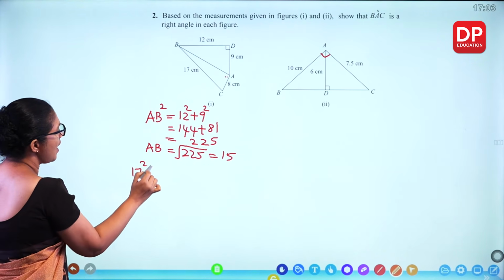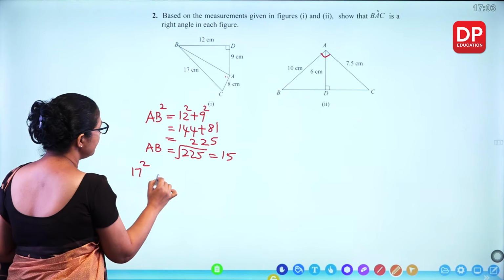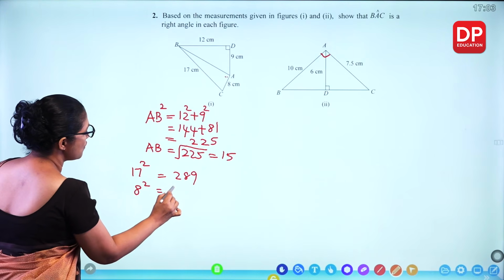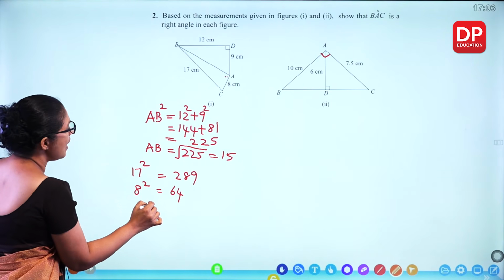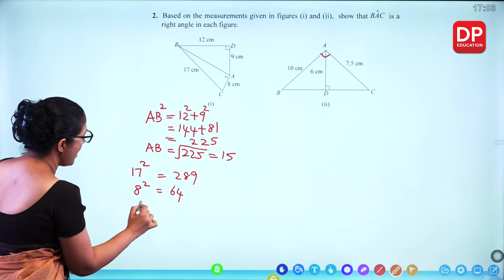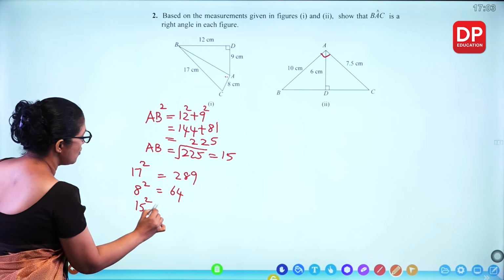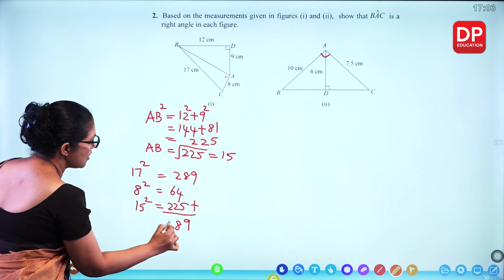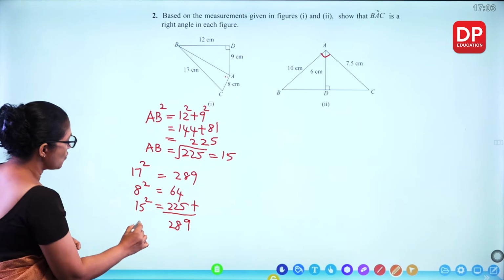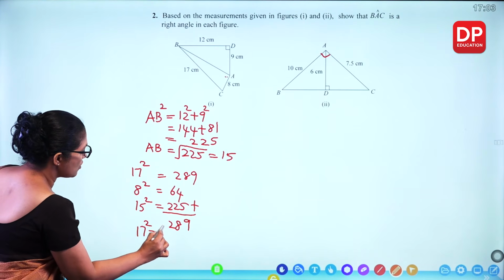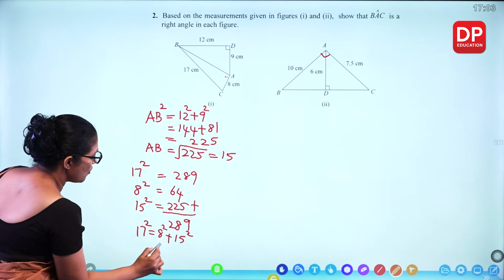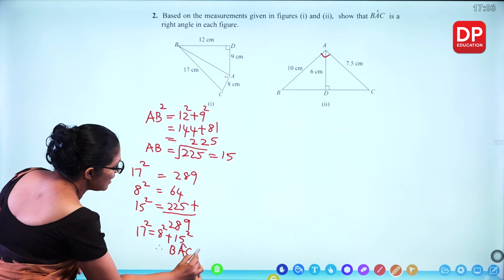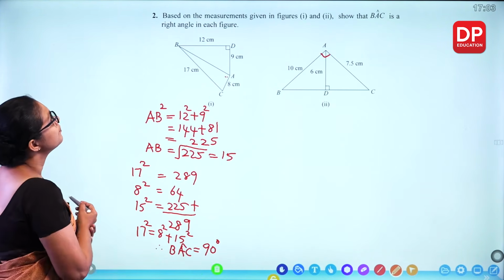So 17 squared we found out is 289. 8 squared is 64 and AB squared is 225. When you add these two, what you get? 289. So 17 squared is equal to 8 squared plus 15 squared. So therefore BAC angle is 90 degrees.